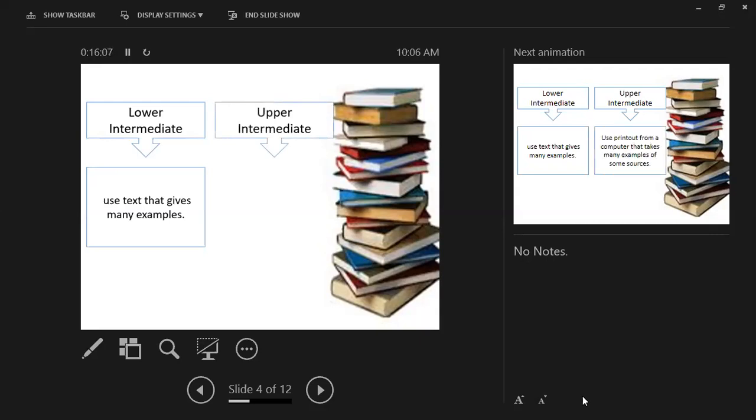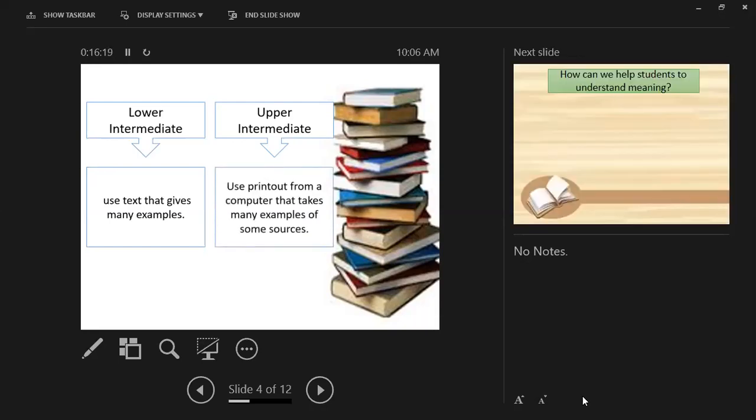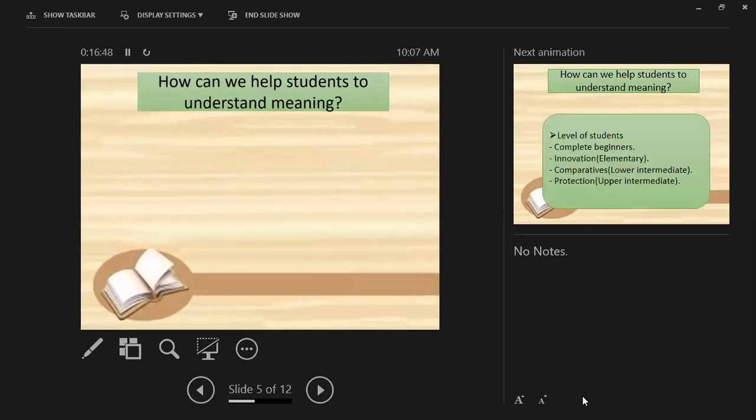How about upper intermediate, like SMA or university students? In addition to listening, spoken language, reading text, and a variety of text, you also need to use print-outs from the computer that give many examples from some sources. Maybe in this case, you're exposed to journal articles, and reading text which is more challenging, like textbooks, for example. That's what you experience when you are learning English in university, because this follows the theory mentioned by Jeremy Harmer. Okay, that's about exposure, everyone.